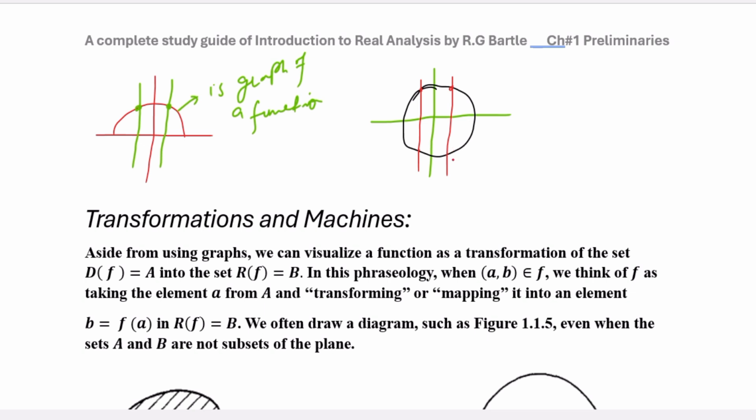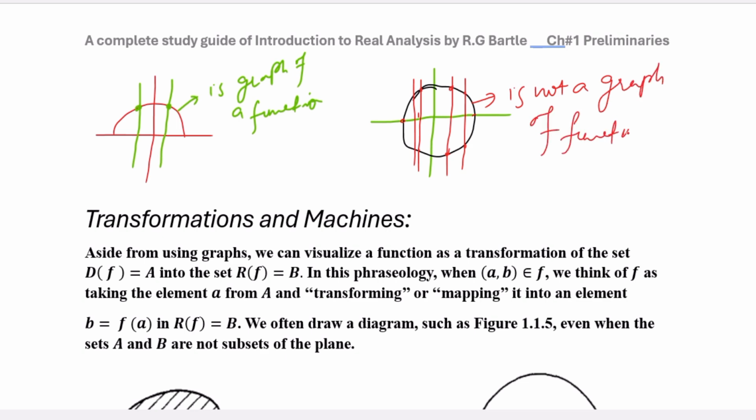If you draw this vertical line, this also cuts the graph at 2 points. So in the domain of this graph, from this point to this point, whenever you draw a vertical line, every vertical line cuts the graph exactly at 2 points. So this circle is not a graph of a function, or simply it is not a function.